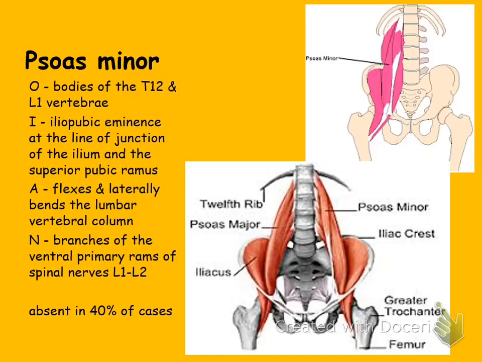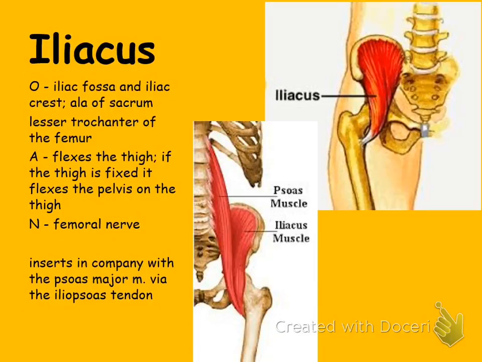But what happens is, it says on here, absent in 40% of the cases. These muscle fibers all fuse together, so you really can't decide whether one's one way or the other. They just all run together. So they usually call that the iliopsoas muscle. And that associates with the iliacus muscle. They all insert on the same spot.